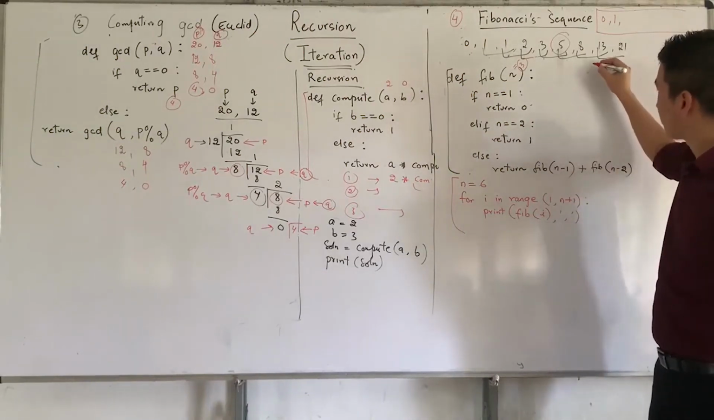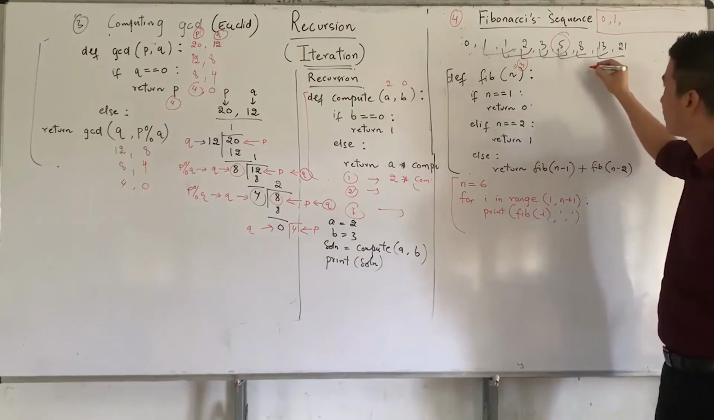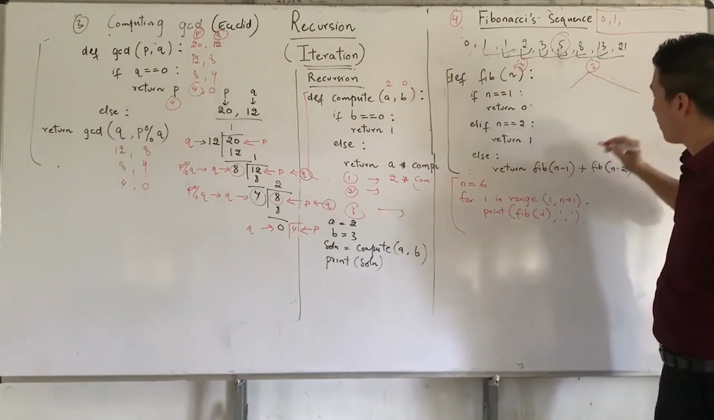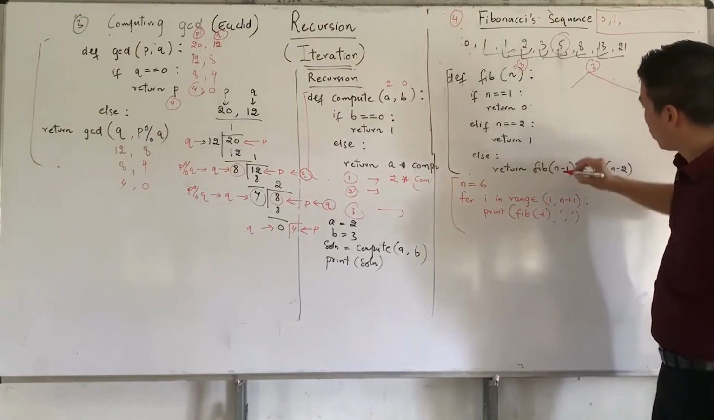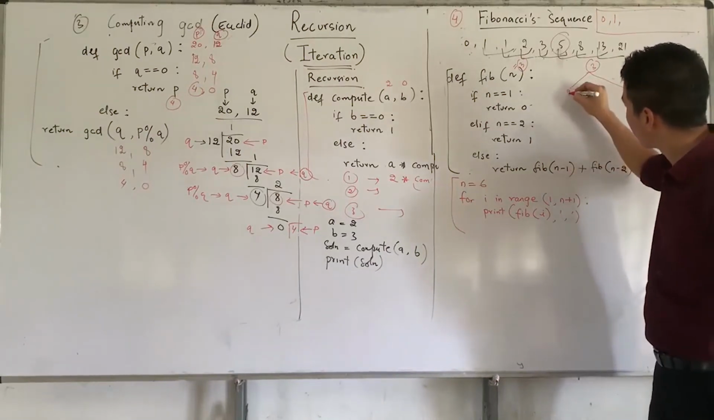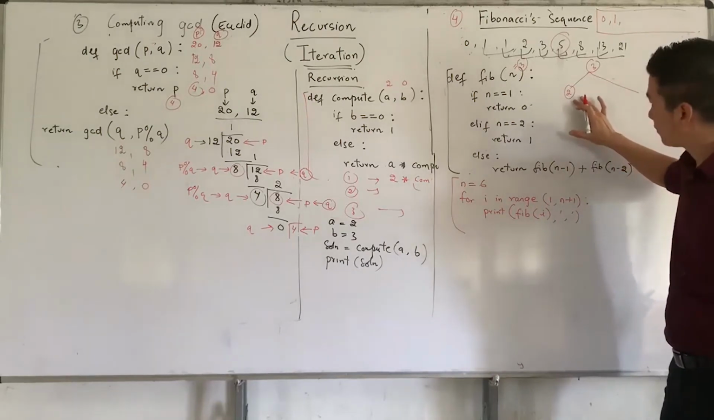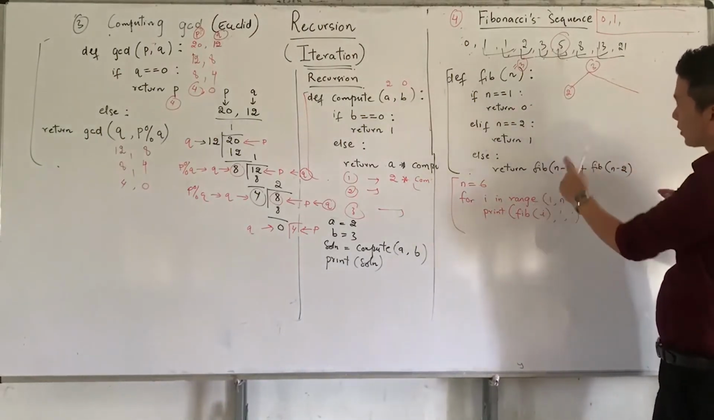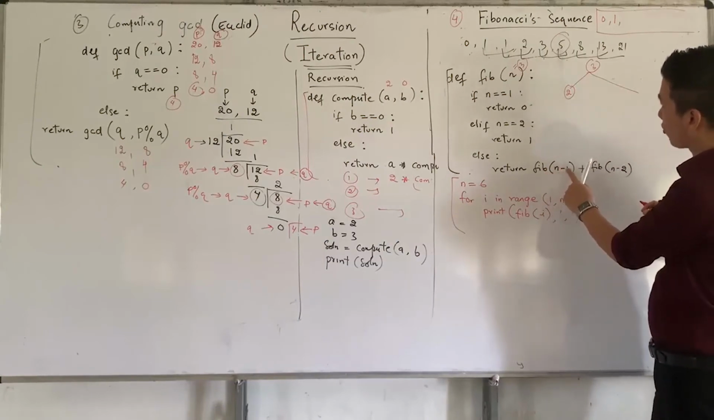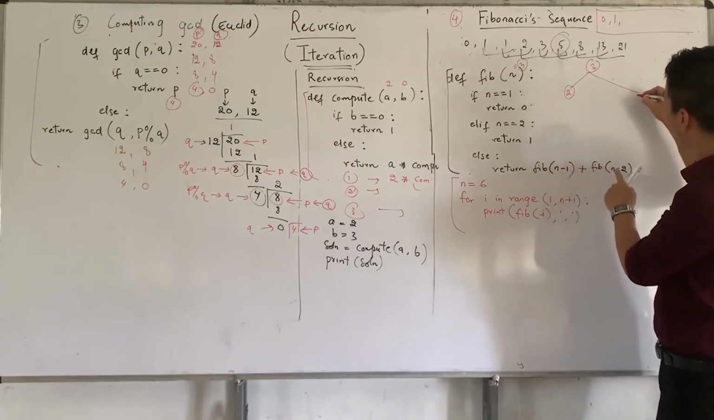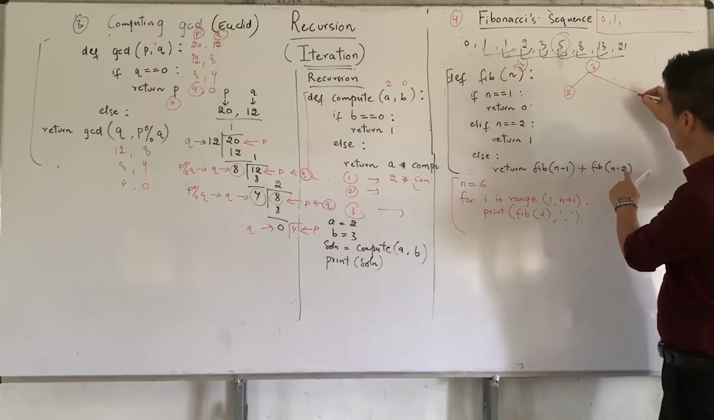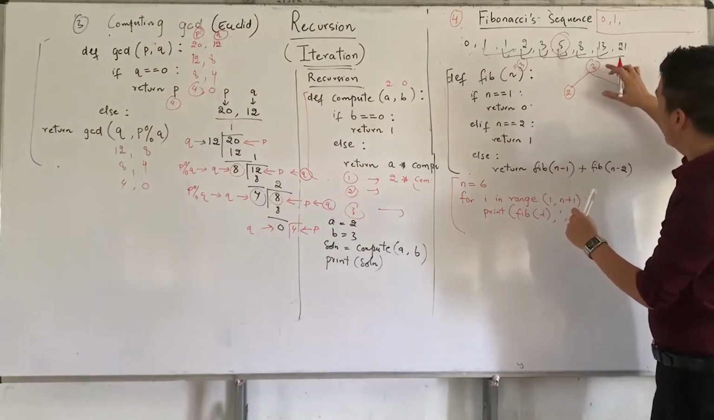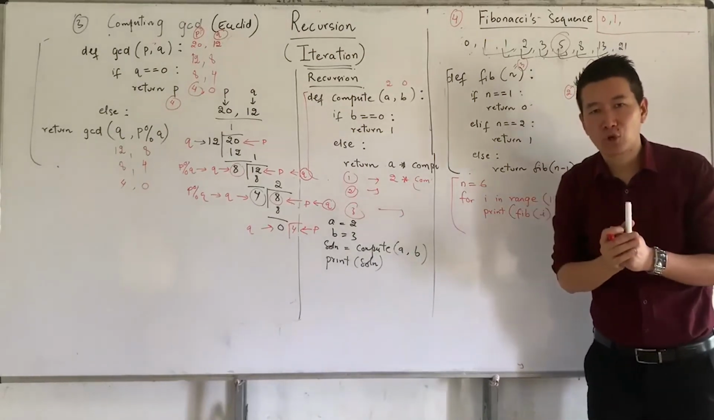So now we'll take the recursion tree. This 3 will be broken into 2 parts. You have fib of 3 minus 1, which is 2, and then you have fib of 3 minus 2, which is 1. So these circles represent the function calls.